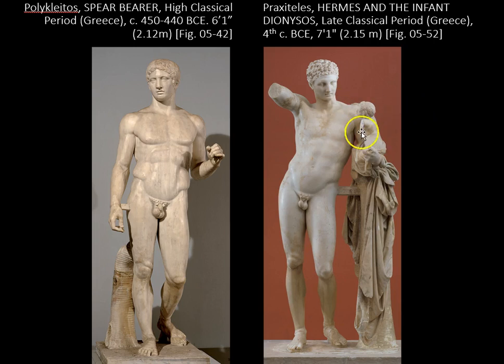So we know that he's playing with this baby over here on the right, whereas the spear bearer is self-contained again in his own little world. There's not a lot of narrative. He's basically presenting his perfect body to you, and you are supposed to admire the proportions in that body.